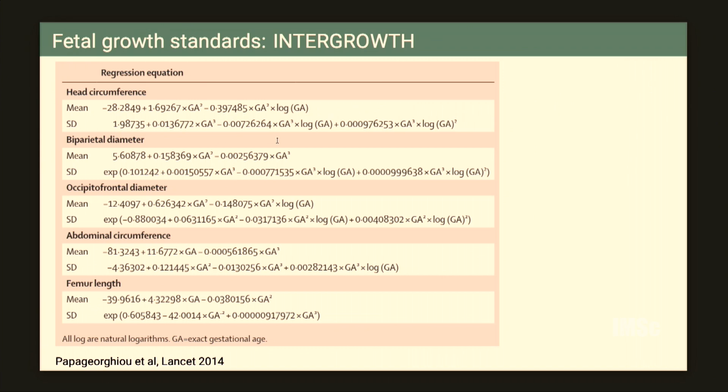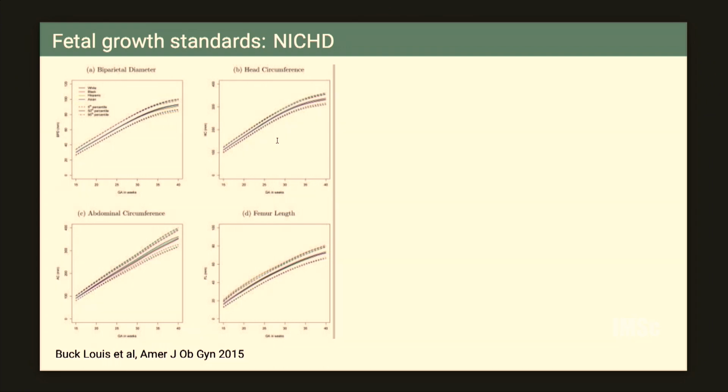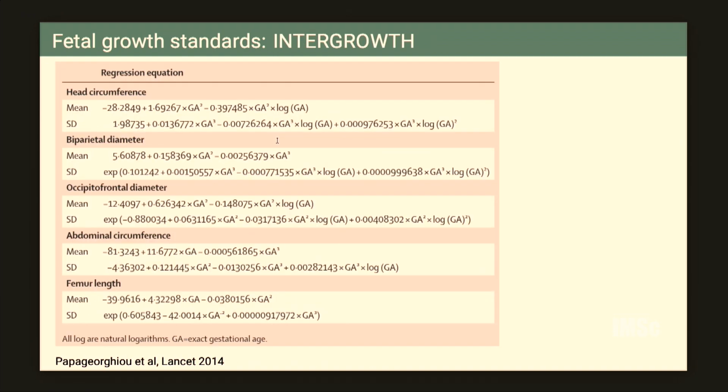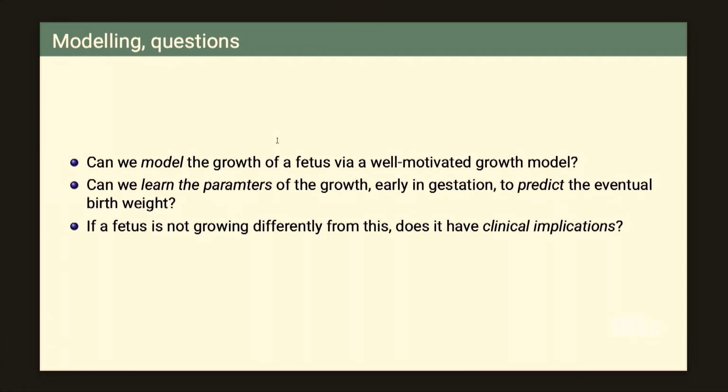Essentially, it's probably some computer fit, but if you just look at these curves, all of them are basically sigmoids. They start off a little slowly, maybe become almost linear, and then taper off towards the end. That's what it looks like. And so our question was, instead of fitting it via some regression model, can we model the growth via some well-motivated growth model? And then can we learn the parameters of the growth early in gestation to predict the eventual birth rate? And then if a fetus is not growing according to a model, is there any clinical implication?